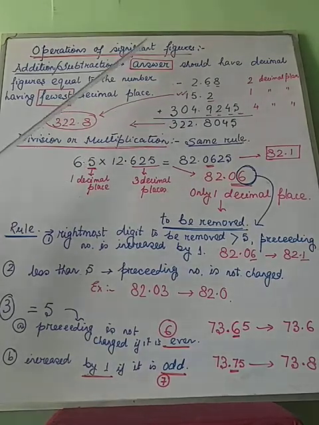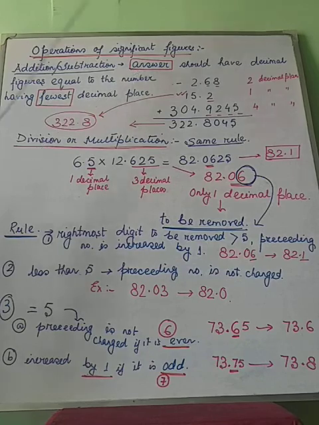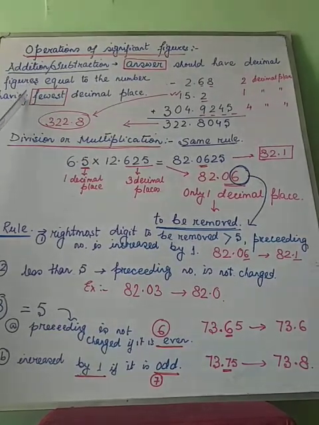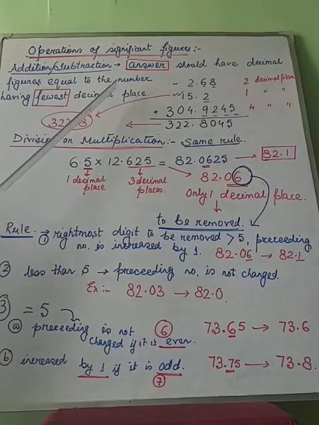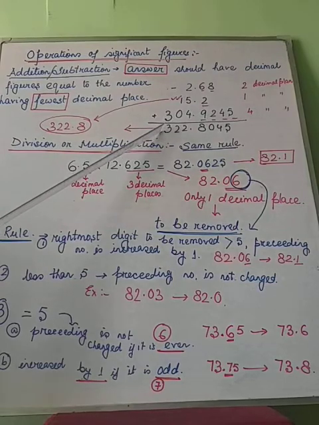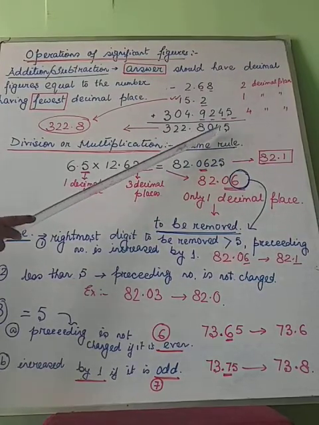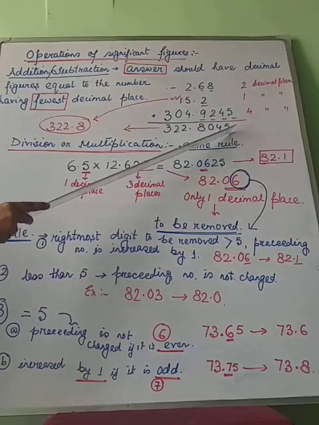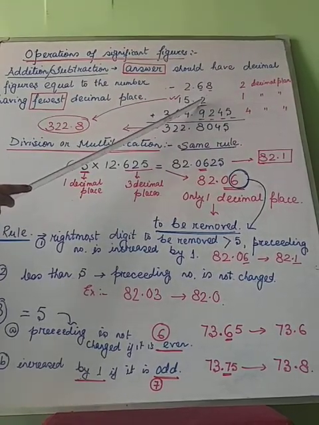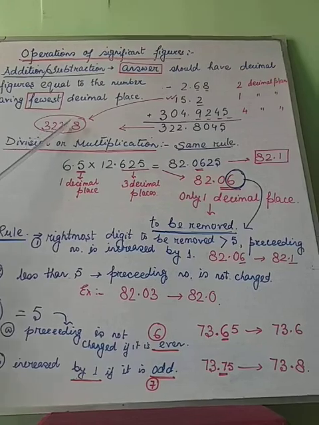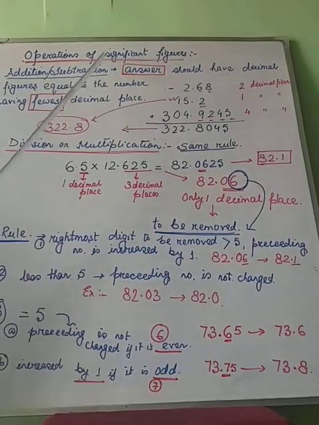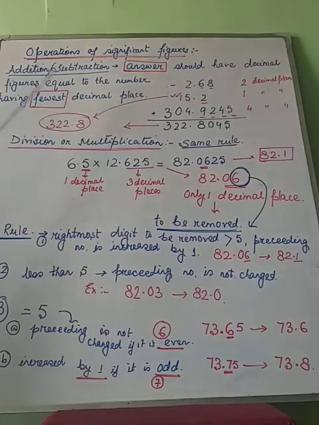But since the answer has to be equal to the number having the fewest decimal places, that means only 1. Though altogether it is coming 322.8045, after changing this, we require only 1 decimal place, therefore it will be 322.8, not 8045.